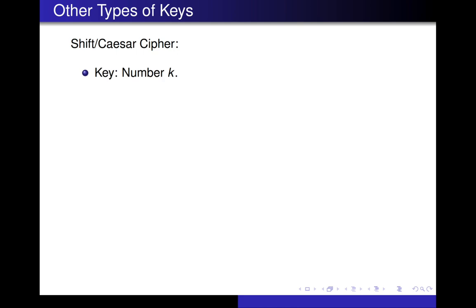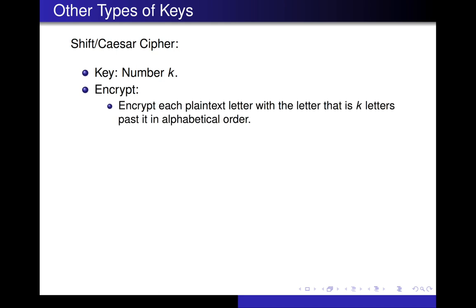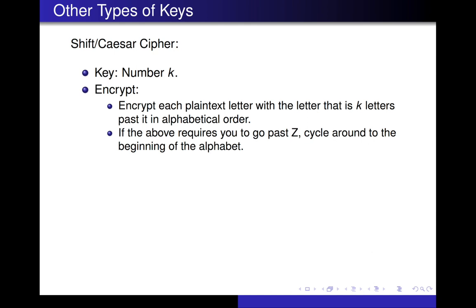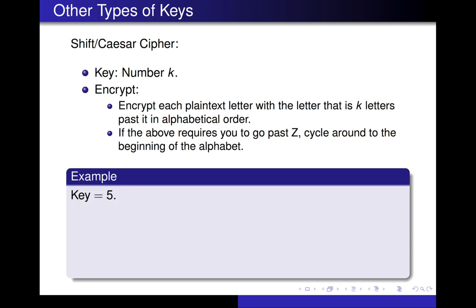So in this situation, our key is actually not a table, but just a number, some number K, right? Now, if we want to encrypt a message, what we do is we take each plaintext letter, we look K letters down in alphabetical order, and that is going to be the corresponding ciphertext. That is all fine, except what happens if going K letters down alphabetical order takes you past the letter Z? No big deal. You just cycle right back to the beginning of the alphabet to A, and then keep on going.